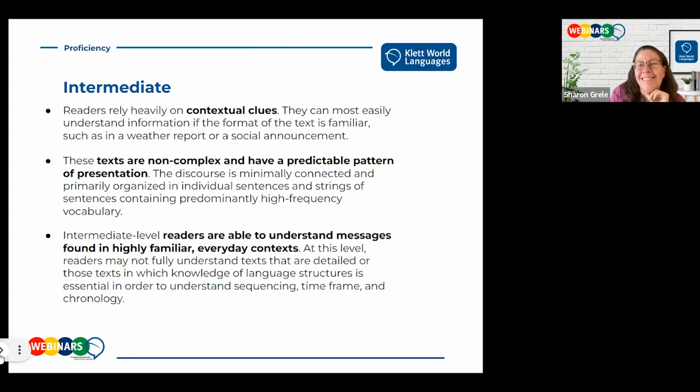Okay. So let's look at this in a bit more detail. We're going to look at intermediate and novice and try to get those back in our head with a little bit more detail. So intermediate, heavily using contextual clues. The text has familiar vocabulary on very familiar topics, everyday activities. It's not complex. It has a predictable pattern. It's made up of strings of sentences with high frequency vocabulary. Intermediate level readers are able to understand the messages. That's the general idea, not getting into very big details, but some details perhaps. And they're going to struggle with time frames, right?